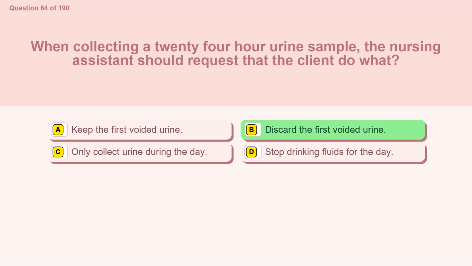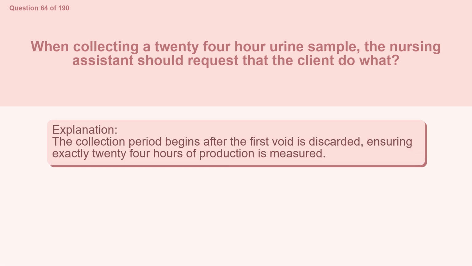The correct answer is option B, discard the first voided urine. The collection period begins after the first void is discarded, ensuring exactly 24 hours of production is measured.